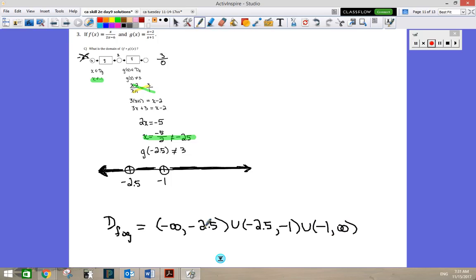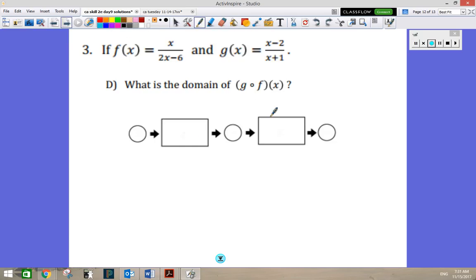Alright, so there's my answer for number 3, part C. Let's do the last problem here, part D. G composed with f means that we start with f and finish with g. Two things have to be true to be in the domain of a composition. X has to be in the domain of f. Every input has to be in the domain of its function. F of x is now the input for g, so the input has to be in the domain of its function.